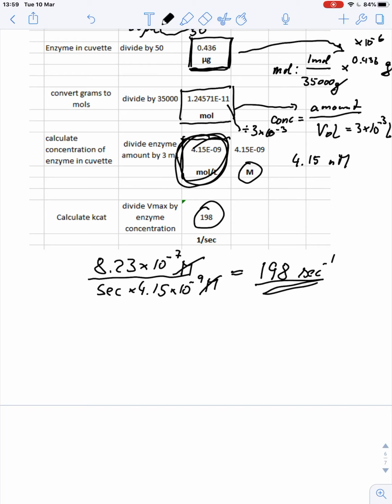So for this particular experiment, I expected a turnover number somewhere between, let's say, 100 and 300 molecules of substrate per molecule of enzyme per second. So that was the expectation.